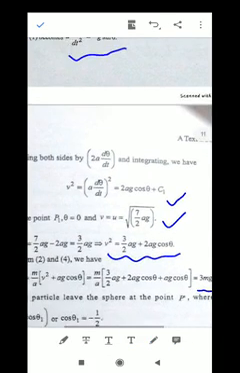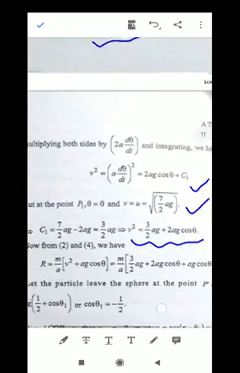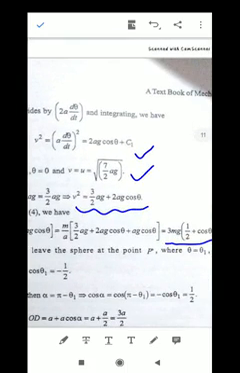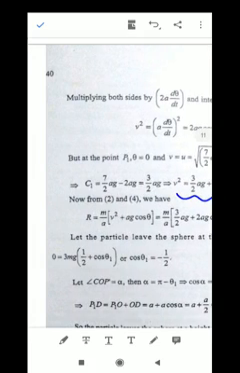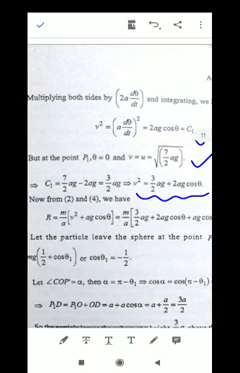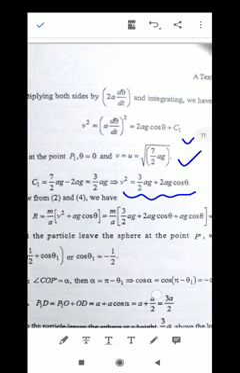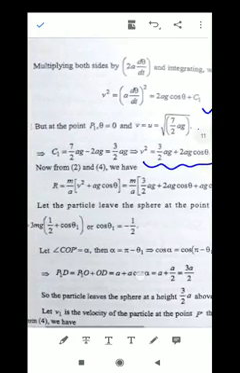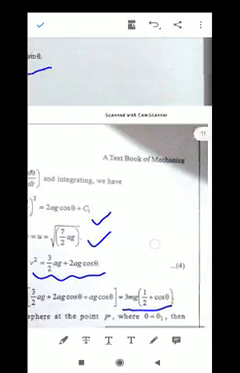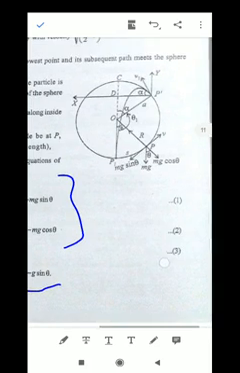Now the particle will leave the sphere at the point P dash where we have theta equal to theta 1. In that case, R equal to 0. So putting R equal to 0, we get cos theta 1 equal to minus 1 by 2. Now let angle COP, where is this angle COP?